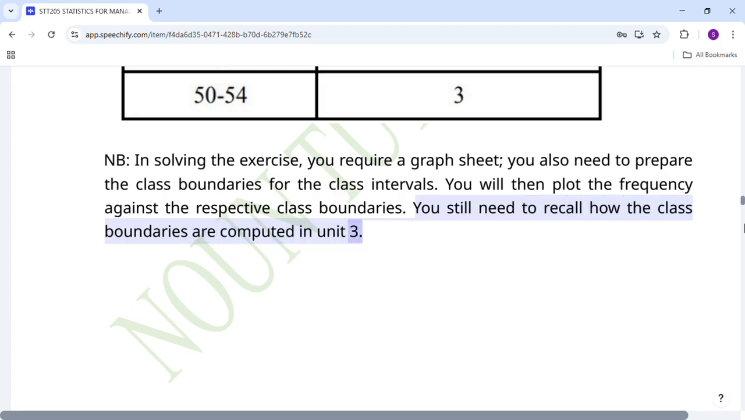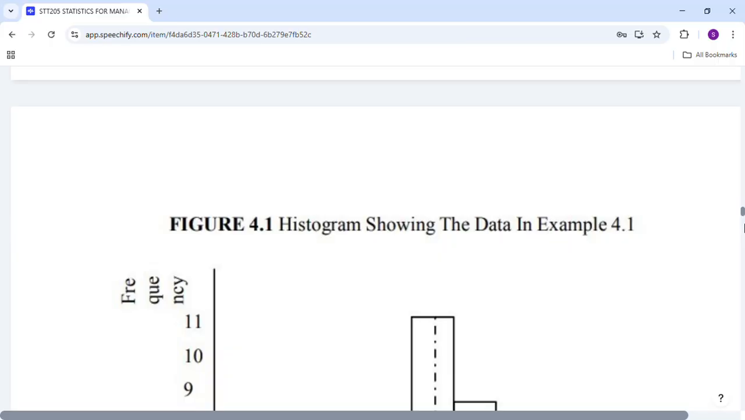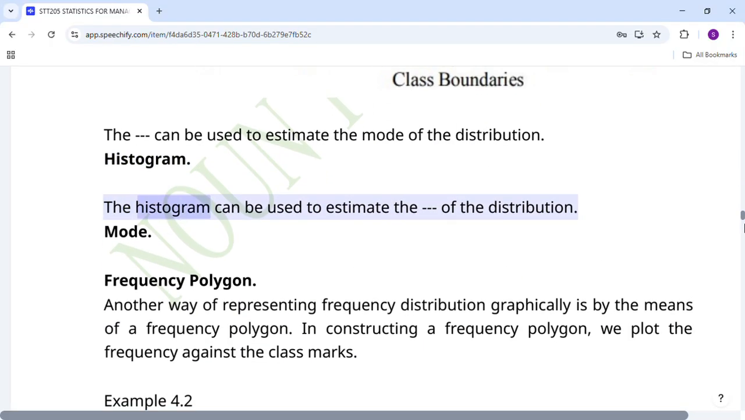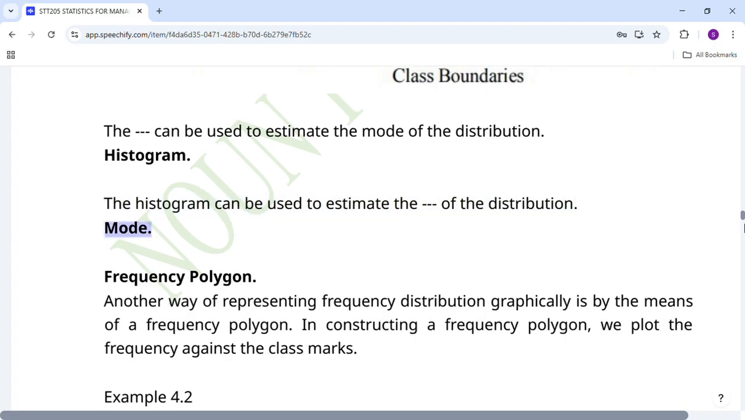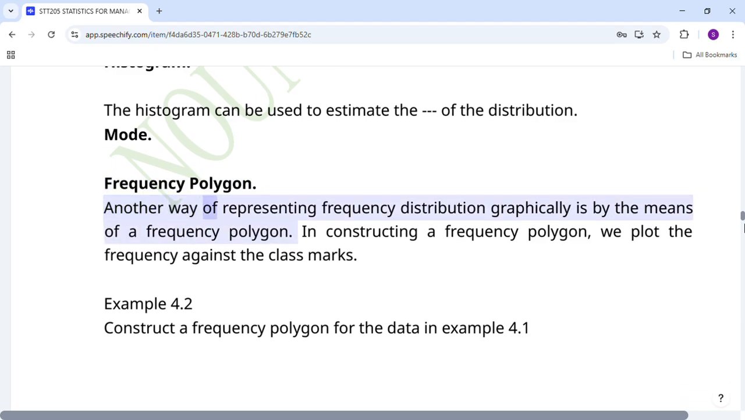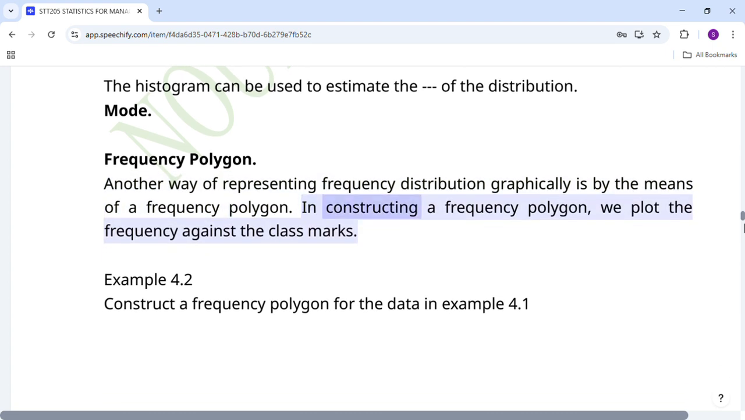The histogram can be used to estimate the mode of the distribution. Frequency polygon. Another way of representing frequency distribution graphically is by means of a frequency polygon. In constructing a frequency polygon, we plot the frequency against the class marks.